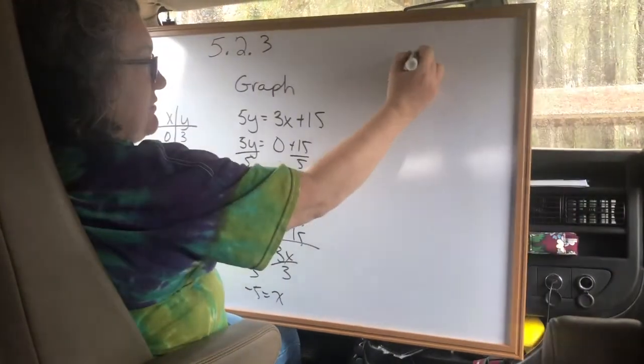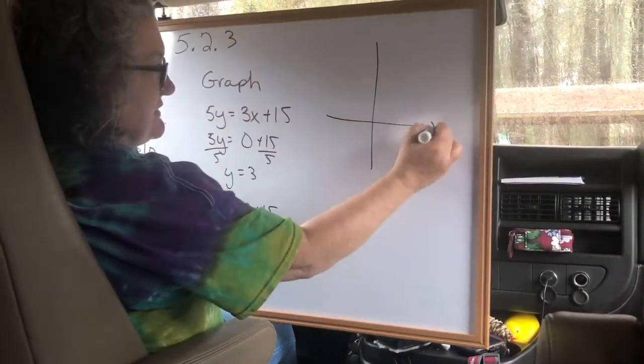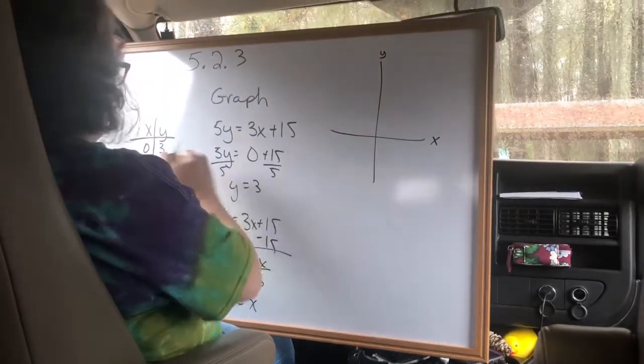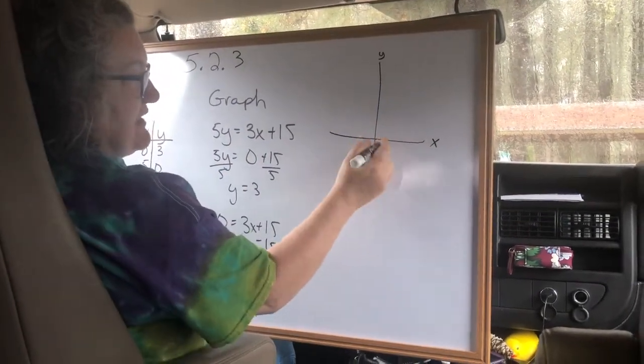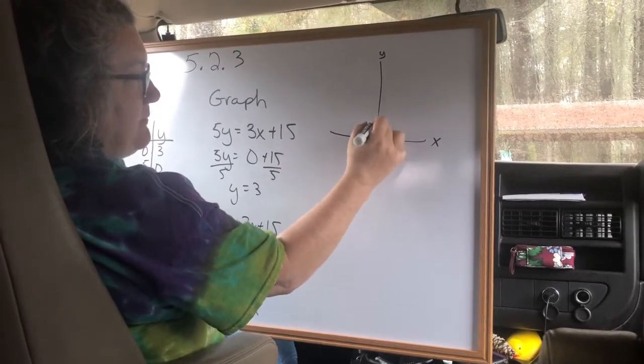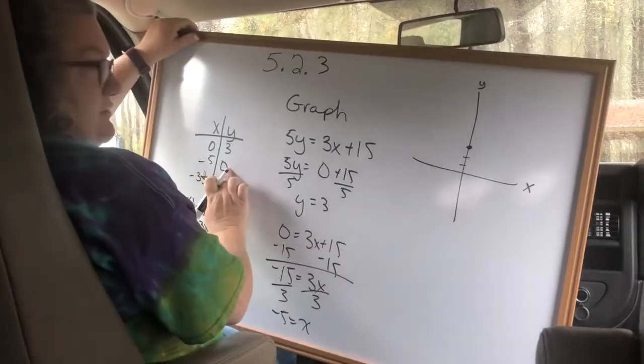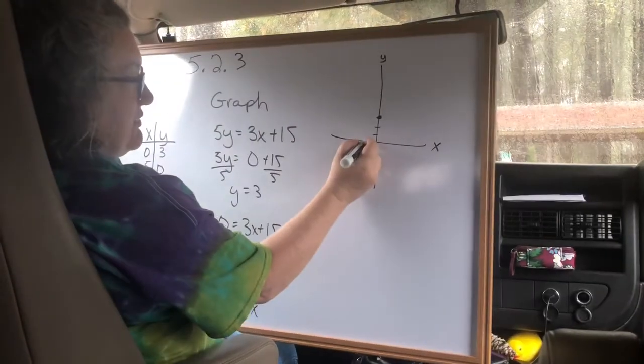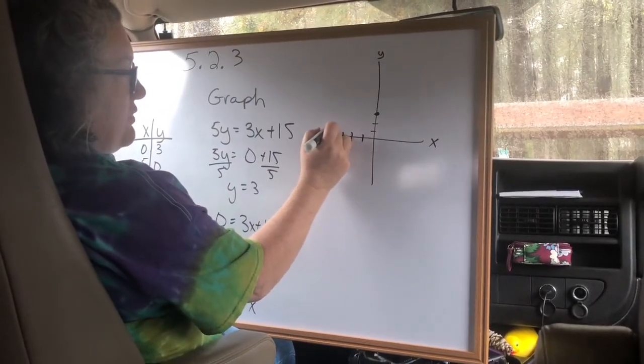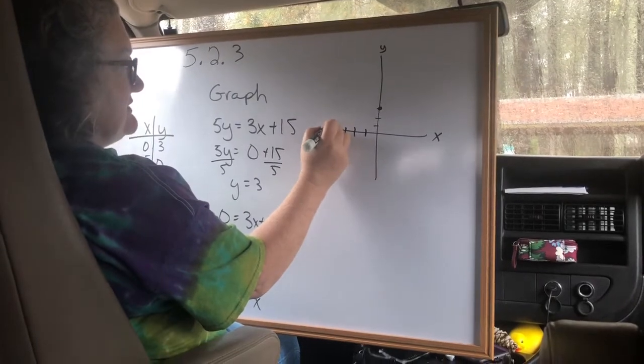So I'm going to come over here and we're going to draw our axis here. We have our x and we have our y. The first one is at 0, 3. That means I go 0 left or right and go up 3. So there's my first point, 0, 3. The second one was at negative 5, 0. So I need to go to the left, 1, 2, 3, 4, 5, and 0.